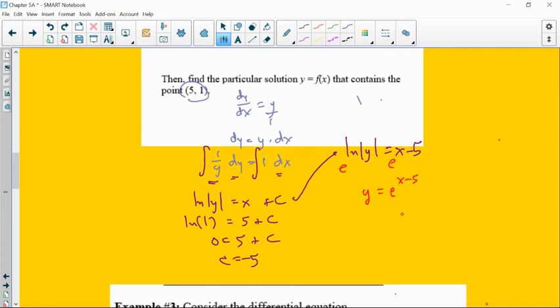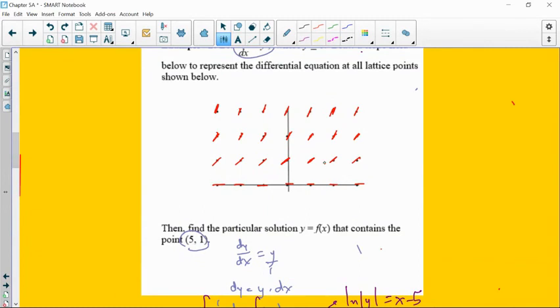E to the x normally looks like this, right? But then if we shift it to the right 5 units, it's still going to be like that. So there's our particular solution that goes through the point 5, 1. And go back and in hindsight, take a look. That really looks like an exponential function, right? So to me, that's awesome. I know 5, 1 is way over here, so we have this function that goes something like that.